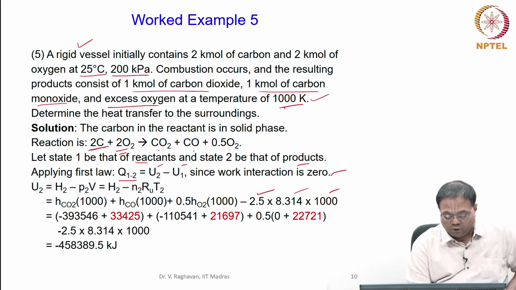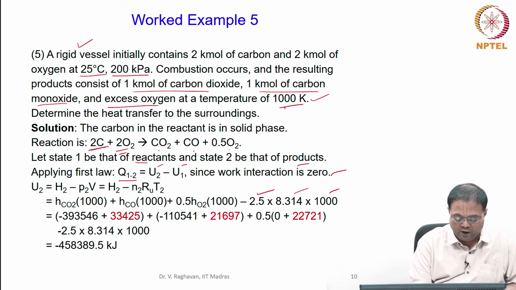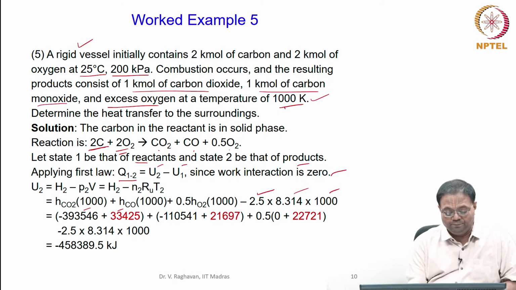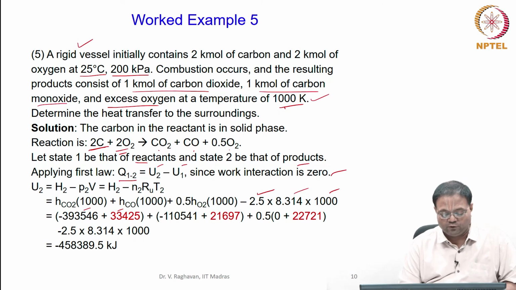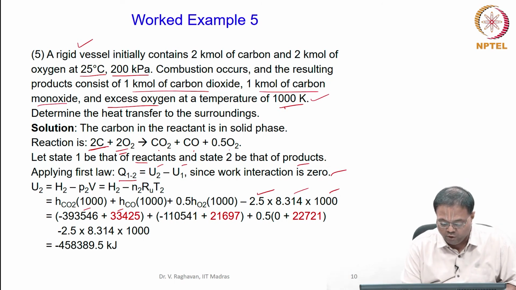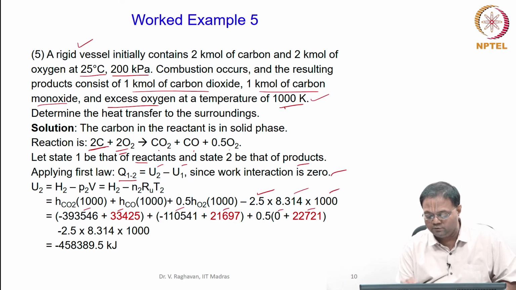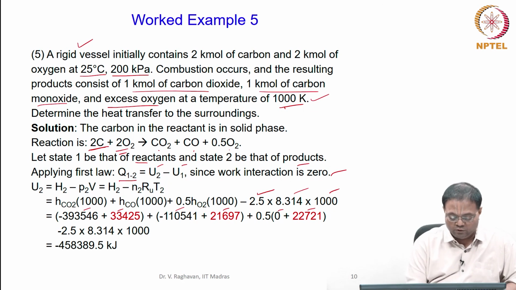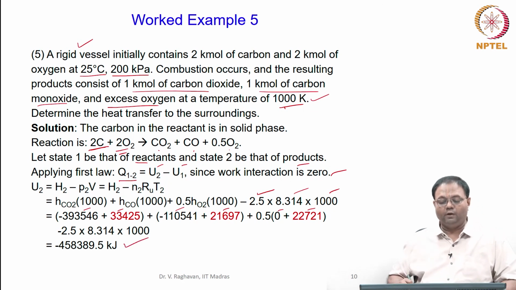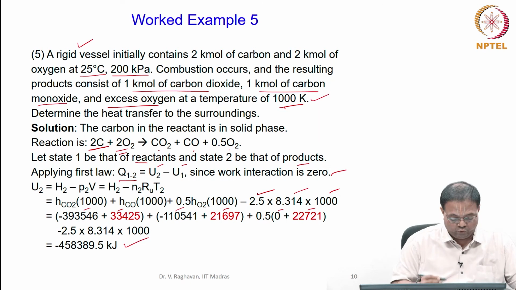Now, at 1000 you see that for CO2 you have the enthalpy of formation plus, what I put in red, the sensible enthalpy at 1000. Similarly, for CO enthalpy of formation plus sensible enthalpy. For O2 the enthalpy of formation is 0, and sensible enthalpy is added. Now, if you do this, this is U2. So, U2 we calculate.